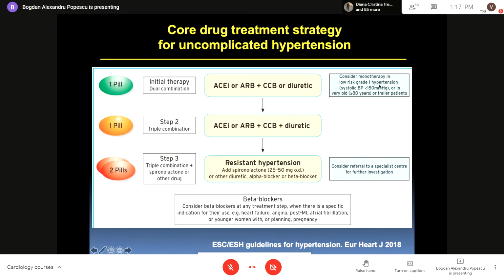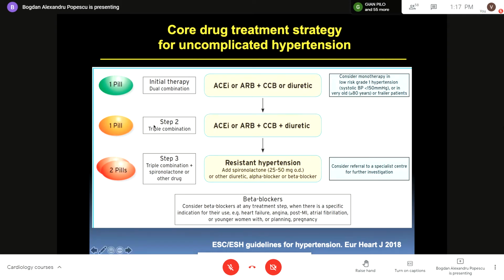You should consider monotherapy if patients are really low risk or very old. You start with just one drug. Otherwise, you may try to start with the combination, because the combination may have the advantage of using lower doses from each of the drugs and selecting them to have a complementary effect, to potentiate the good effect, and by using a lower dose to avoid the side effects of each of them. So this is the principle.